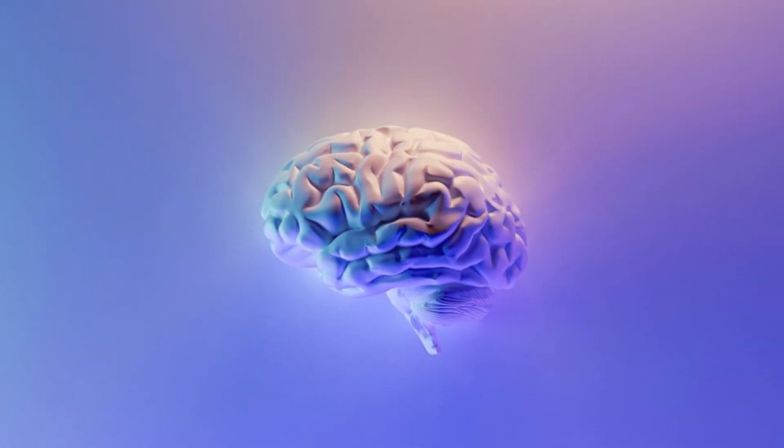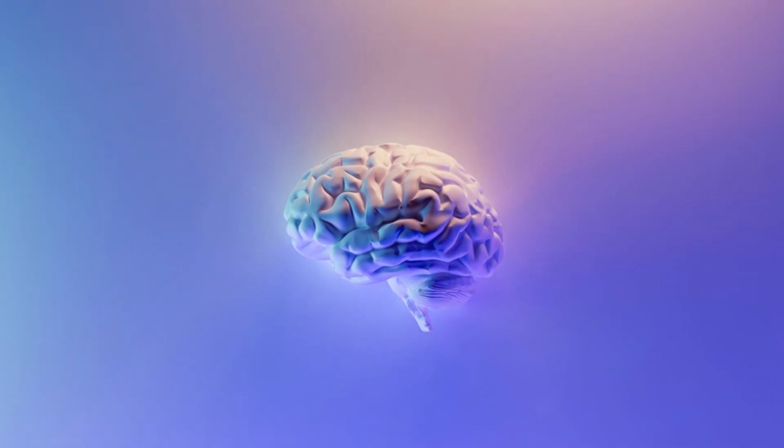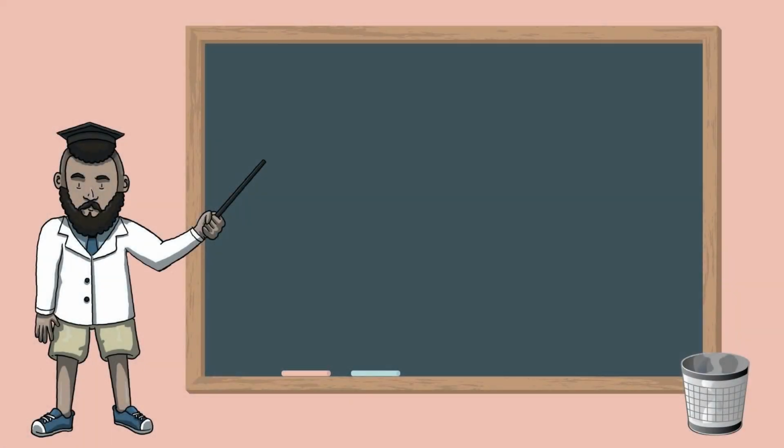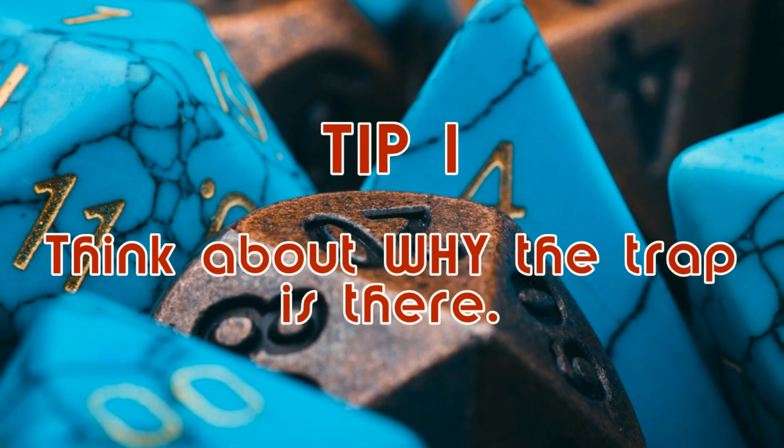So, how can we do this effectively and in a way where players don't get bored of the same arrow slit trap in every dungeon? Let's talk through my 6 quick tips for running great traps in D&D. Number 1. Think about why the trap is there.